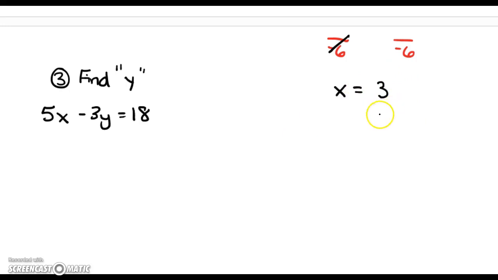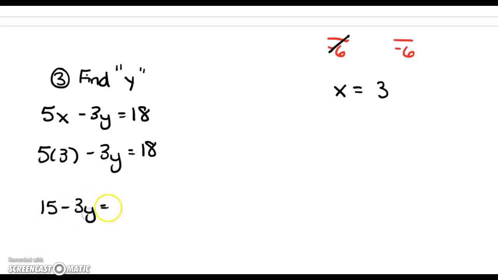So here I'm going to put in 3 for x, so we have 5 times 3 minus 3y is equal to 18. I'm going to multiply these two numbers, so 5 times 3 is 15, then minus 3y is equal to 18. Now I want to get y by itself, so my first step is to get rid of this 15. So I need to subtract 15 to make that 0. So those cancel out, and I'm left with just negative 3y is equal to positive 3.